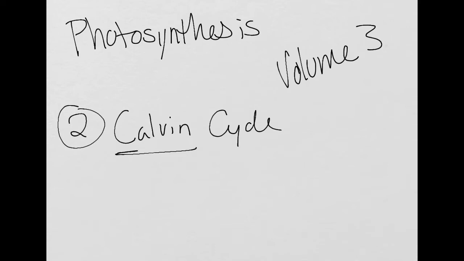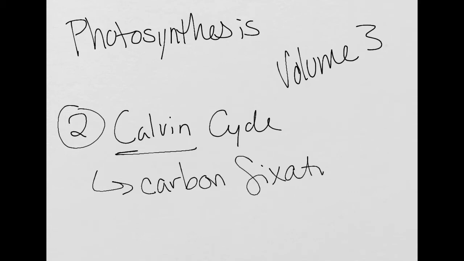And in the Calvin cycle, we will also sometimes call it carbon fixation, because we will be taking carbon dioxide, which is an inorganic molecule, and fixing that carbon, attaching it to other carbons to make organic molecules. In this case, we're going to make glucose. The Calvin cycle, of course, as you should know, takes place in the stroma of the chloroplast.